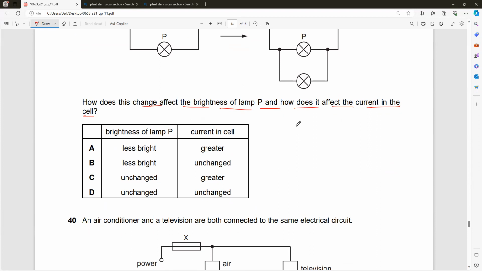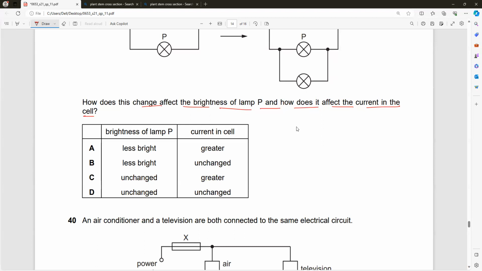What about the brightness in parallel connection? The voltage supplied, the potential difference, remains the same. So what happened to the brightness? Unchanged, because the potential difference remains constant. So the potential difference is unchanged.